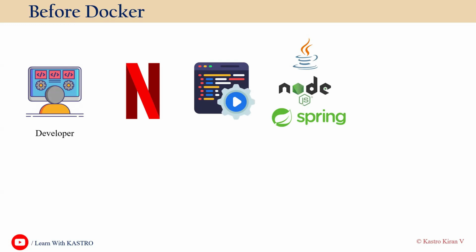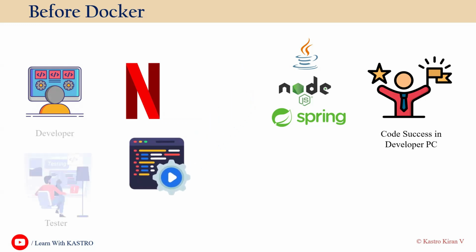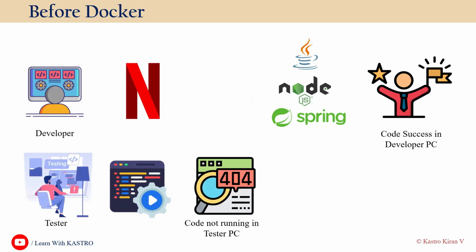Once the application code is completely developed, the developer is going to test the code on their personal laptop, wherever the developer has written the code, in the developer's PC. Once the developer feels that the code is successfully running on their laptop, what will the developer do? The developer will give the code to another team, known as the testing team. What will the testing team do? The testing team will again test the code. But when they are testing, the code might work properly and it might not work.